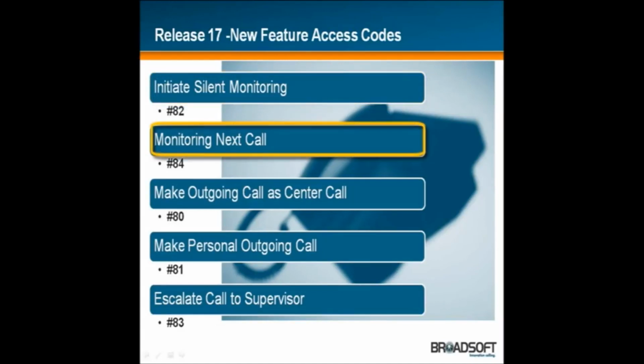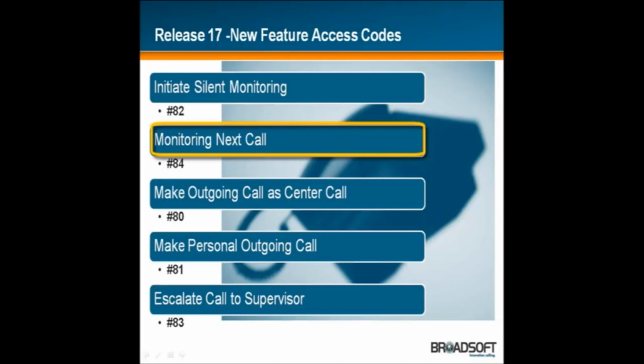The Monitor Next Call feature access code is used to silently monitor the next call received by an agent in a premium call center. To activate, the supervisor enters #84 followed by the agent's extension or phone number. When the next call from a premium call center alerts an agent, the supervisor's phone will also be alerted and auto-answer.